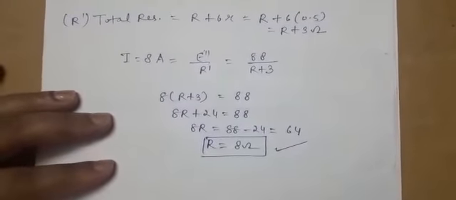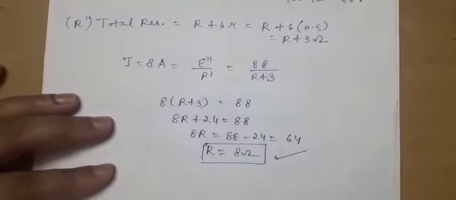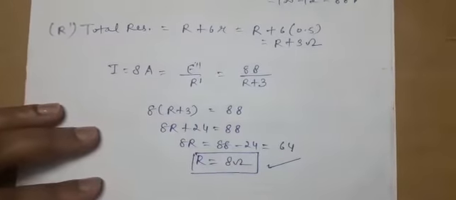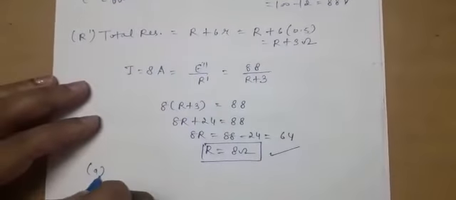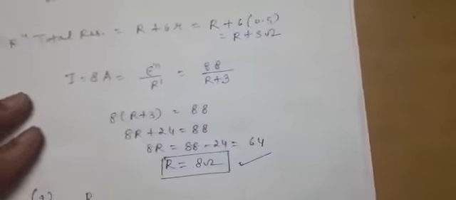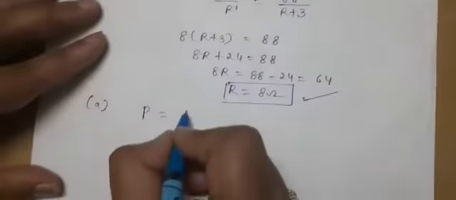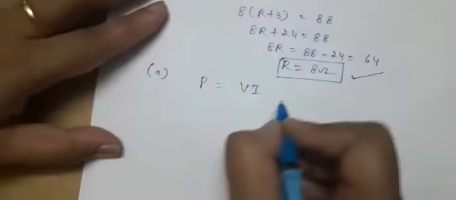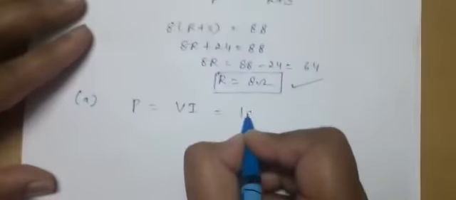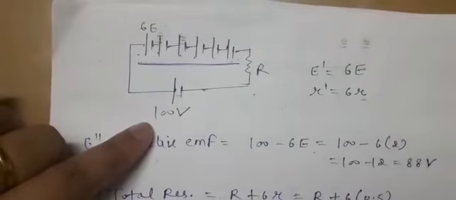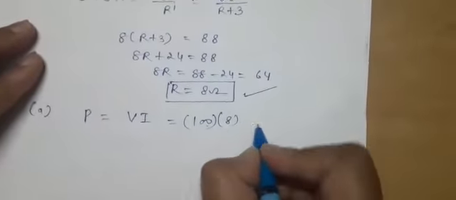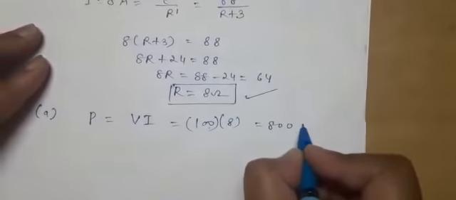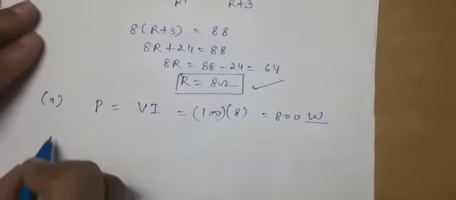So you can see the steps are quite simple. Here we have used the concept of effective EMF. Now one part has been asked, you have to calculate the power supplied by the source. So power is V into I, as voltage is given to be 100. The supplied source here is this 100 volt. So this is supplying voltage for current, and the current is 8. So the total supplied power is 800 watt.